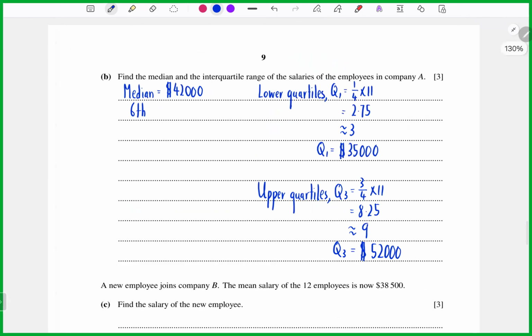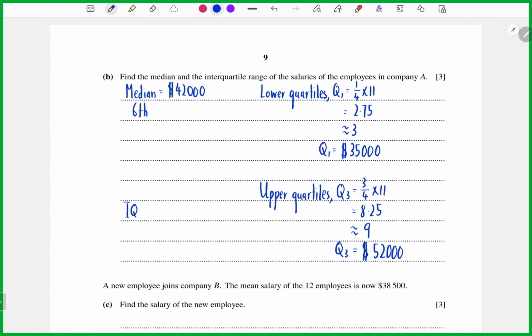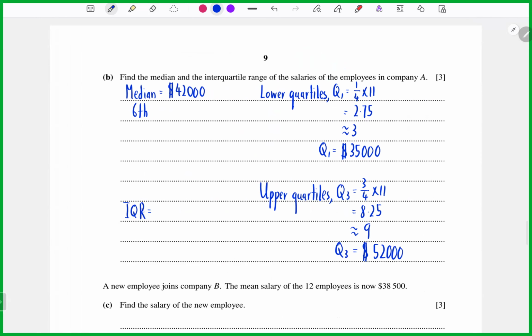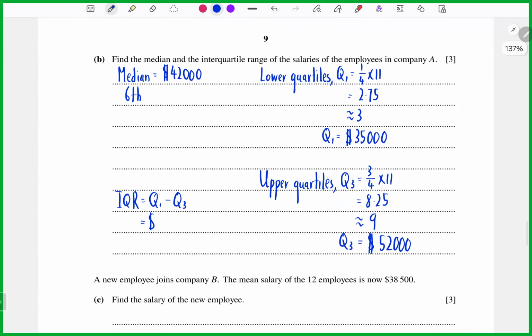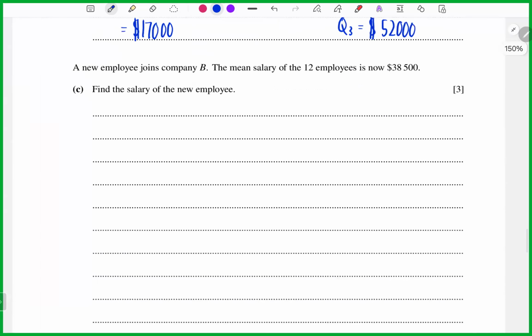Okay, so you can find the interquartile range, which equals Q3 minus Q1. So you will get $17,000. Okay, let's look at the next question.